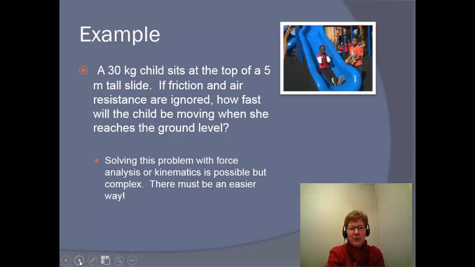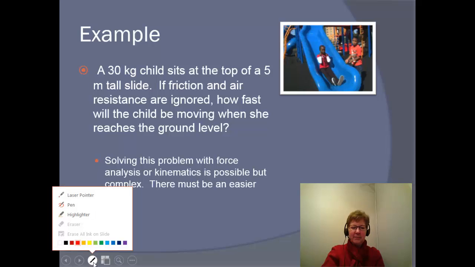Well, if we try to analyze this with the tools that we have so far in our physics toolbox, that would be kinematics equations or Newton's law type analysis, where we would have to look at the forces involved and determine the net force on the child, determine her acceleration, maybe know how long the slide was. Let me draw a couple of things on here that we might need to be taking a look at.